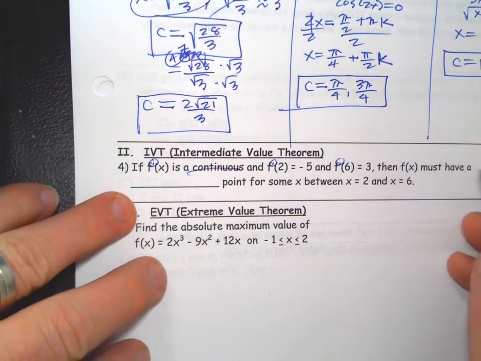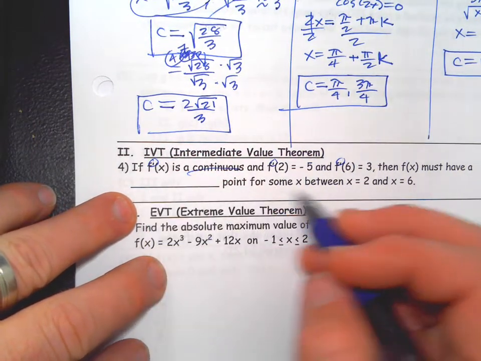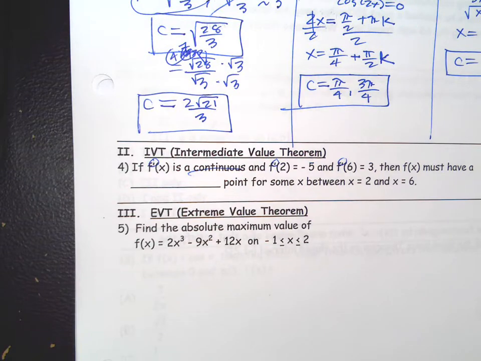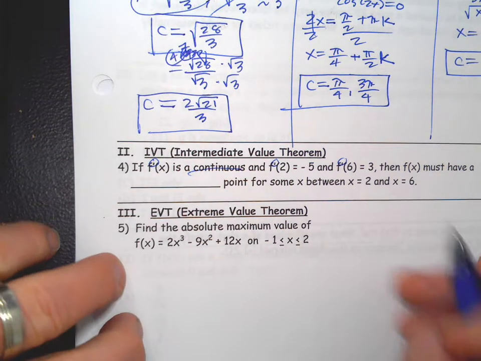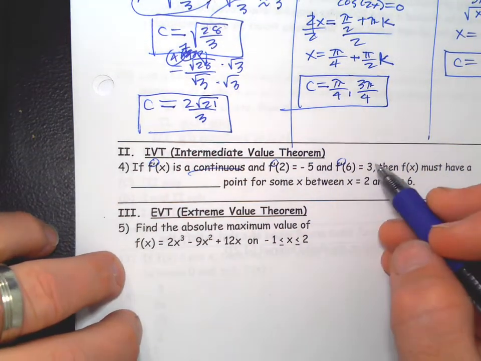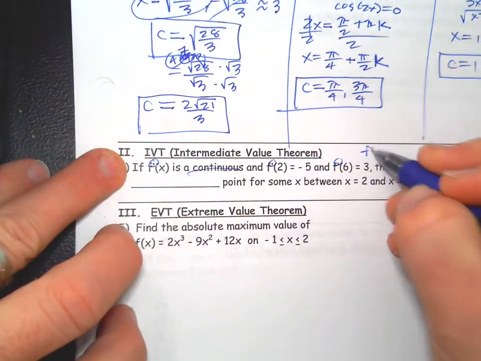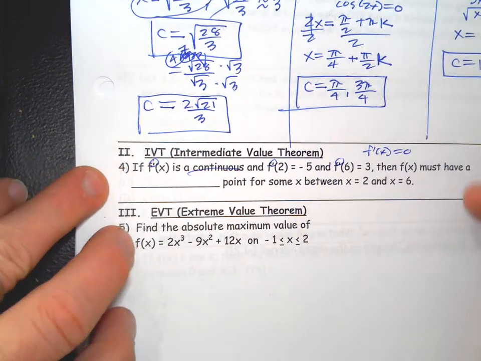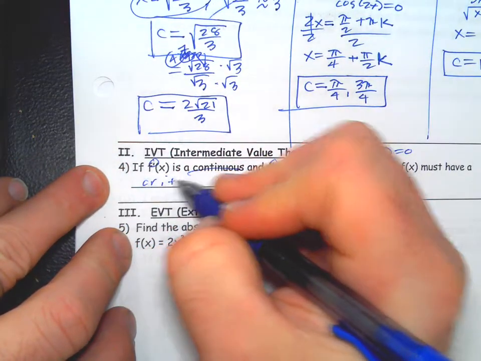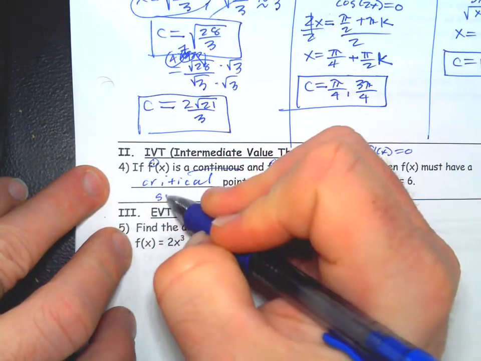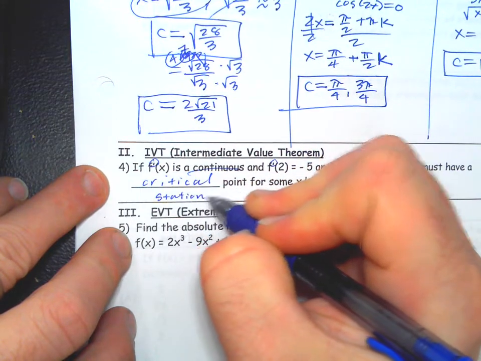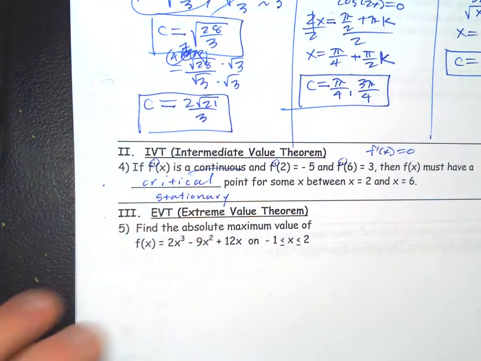And f of x must have what kind of point for some x between 2 and 6? Well, the special kind of point I can think of is where f prime equals 0, which it clearly will. I'm pretty sure f prime of x equals 0 is going to happen, right? So we call that a critical point. We also call it a stationary point. But more specifically, critical point.